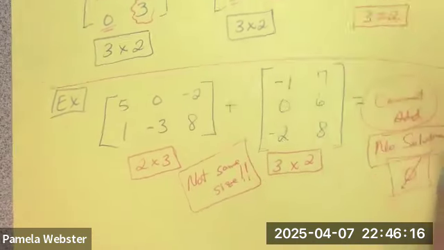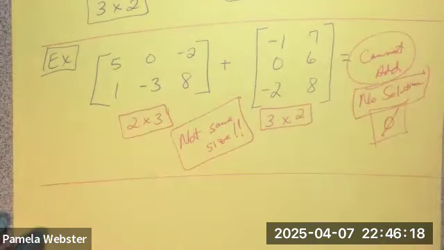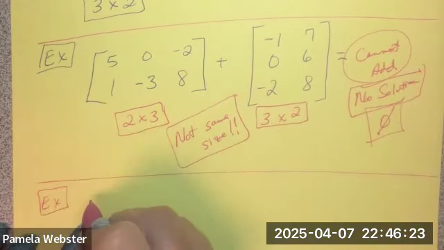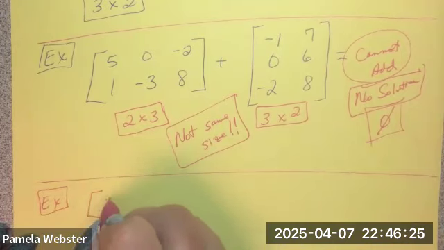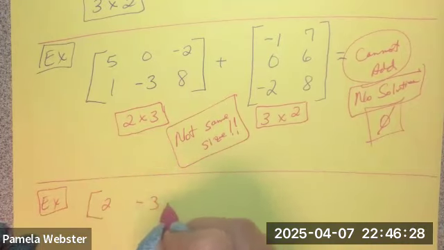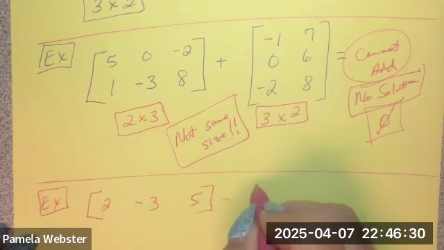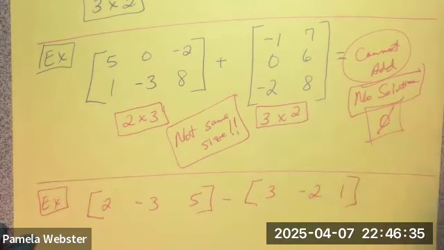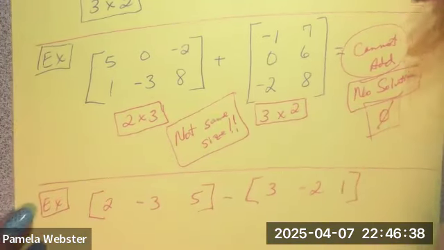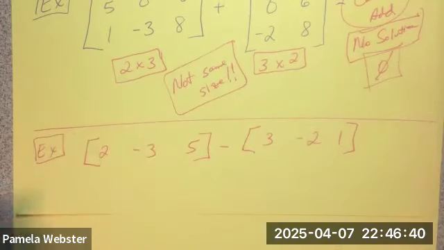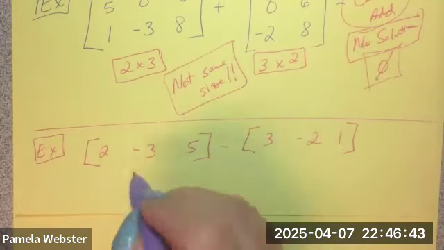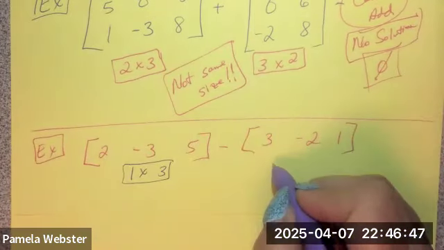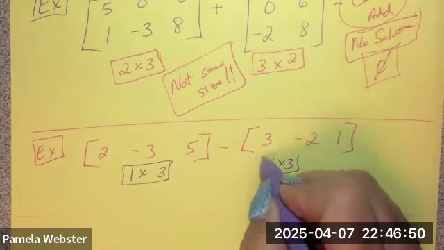What if I said, let's just do a subtraction guy real quickly because I've been doing a lot of adding. So here's an example. And it says, one row, 2, -3, 5, minus 3, -2, 1. That also looks a little weird, but it just looks weird because it's only got one row in each of those. Okay. What's the size here? 1 by 3 columns, right? And what about here? It's also a 1 by 3.